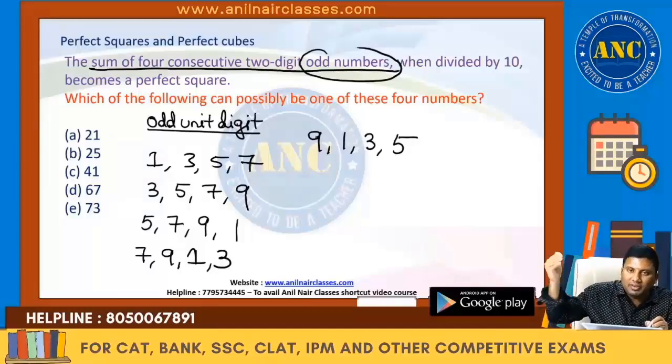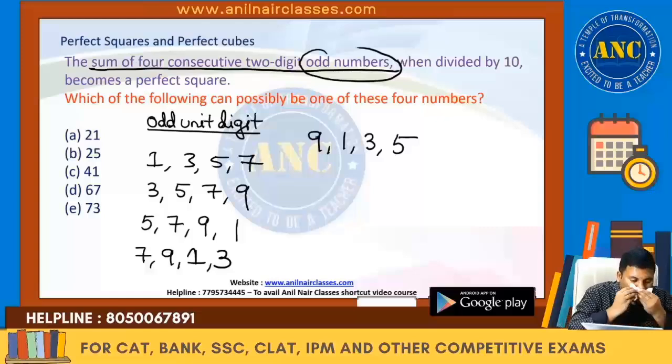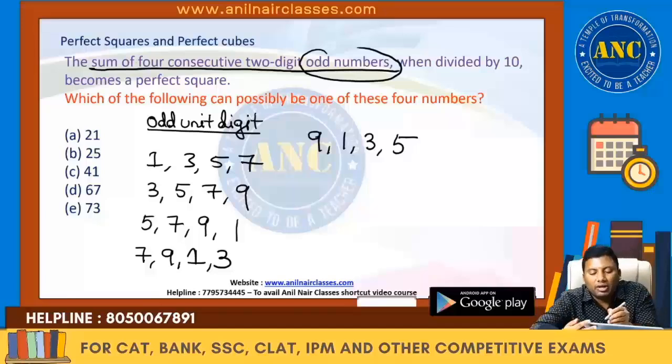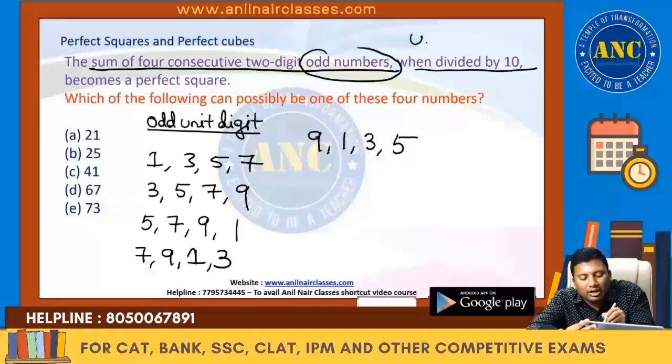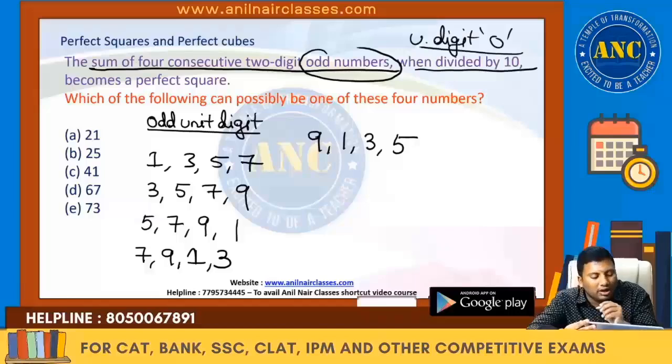11, 13, 15, 17, they are odd numbers. 13, 15, 17, 19, they are also odd numbers. 15, 17, 19, 21, these are also odd numbers. 27, 29, 31, 33, these are also odd numbers. So these are the 5 ways. But he said something: the sum of 4 consecutive 2-digit odd numbers when divided by 10. When you divide a number by 10, the unit digit should be 0.